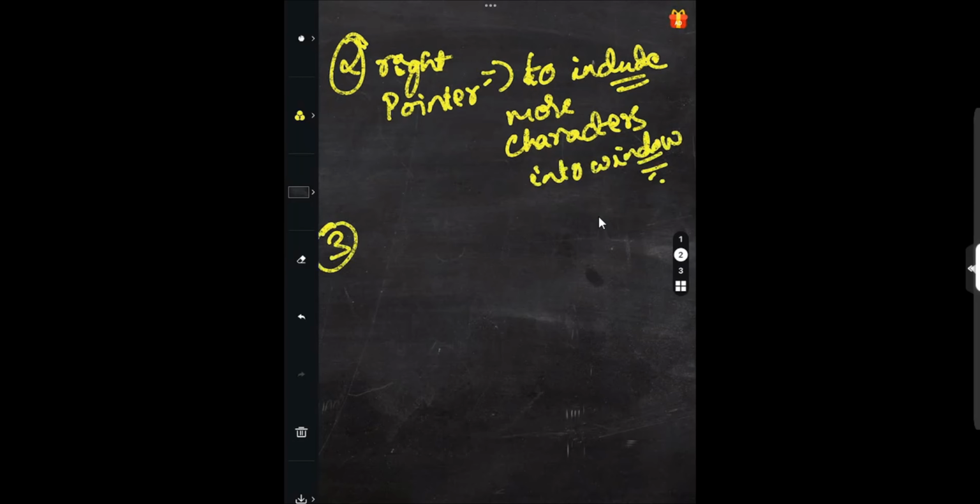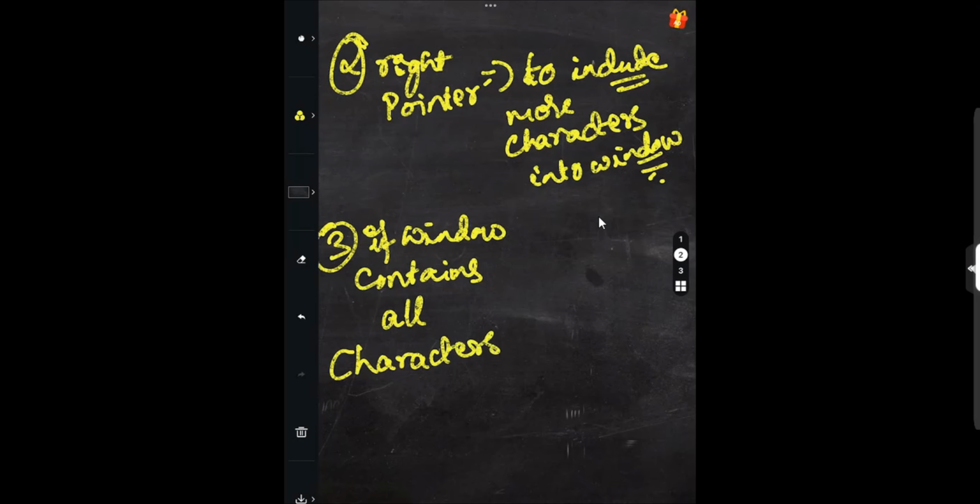Let's move on with the third step. Once the window contains all the characters from T, we will shrink the window using the left pointer to find the minimum substring. So if the window contains all the characters from T, then what will we do? We will shrink it. This one is very important.